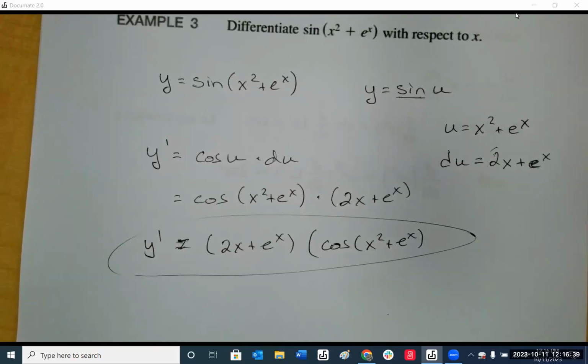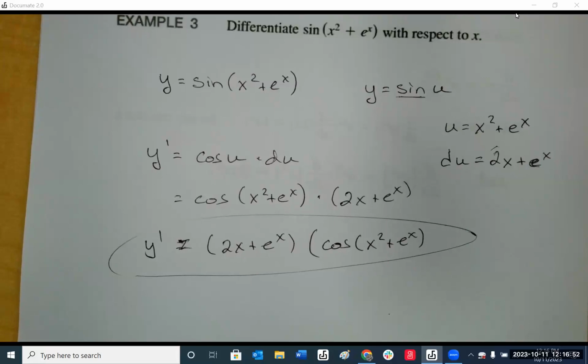But to make it easier, you have to be able to locate what the u is. The u has to be the innermost function. Because you take the derivative of the outside, leave the inside alone, then take the derivative of the inside and just multiply them.